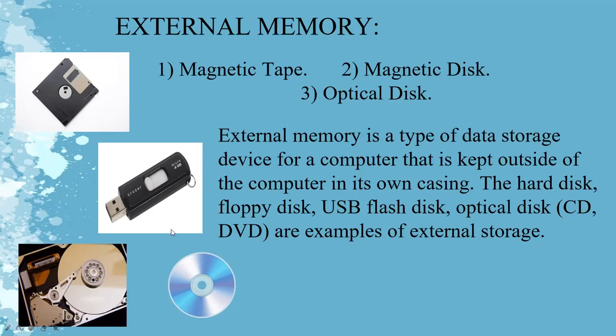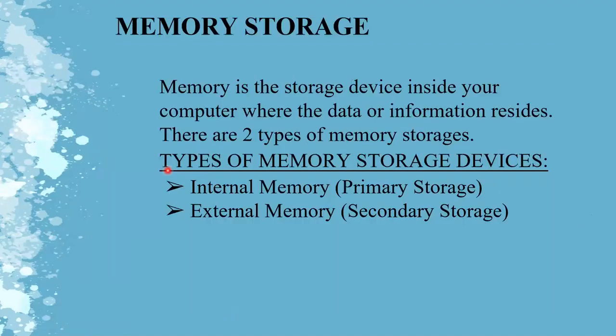Hard disk could be a floppy, could be an external memory. Like hard disk is also available as an external storage as well. Floppy disk, USB flash disk, optical disk are the examples of external storage. The storage devices which are used from outside the computer are known as the external storage devices, right? So till now, we are repeating it again.